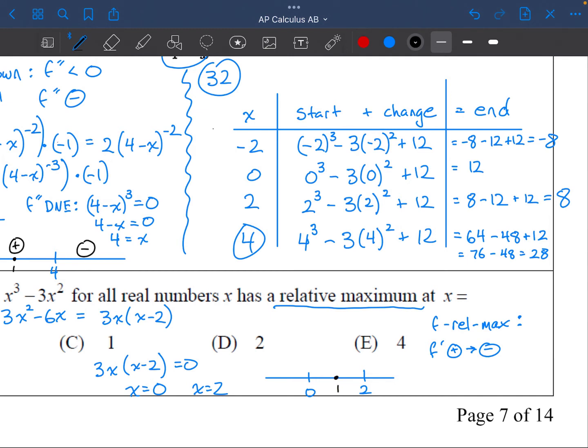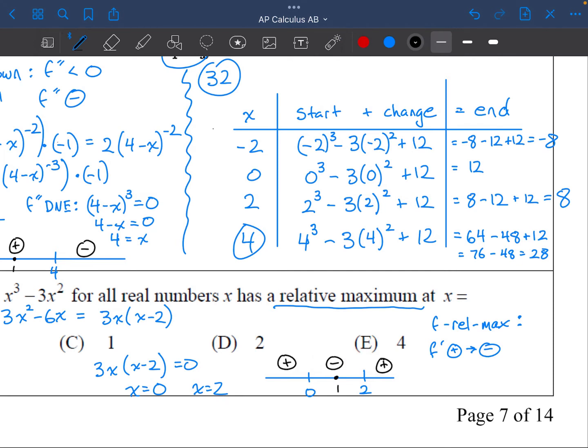If I plug in 1 to this original function right here, I'm going to get positive times a negative, because 1 minus 2 is a negative. So positive times a negative is a negative. So it's going to be a negative right here. Notice that both of these powers are 1 and 1, which means they're odd powers, which means I'm going to switch signs when I jump over those critical values. And this is going to turn into a positive and a positive.